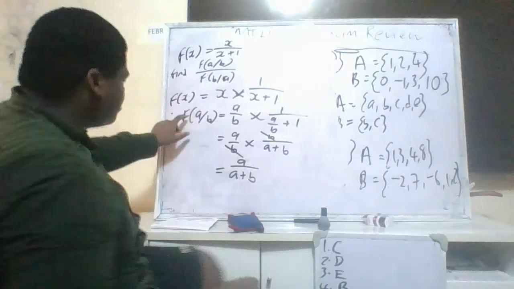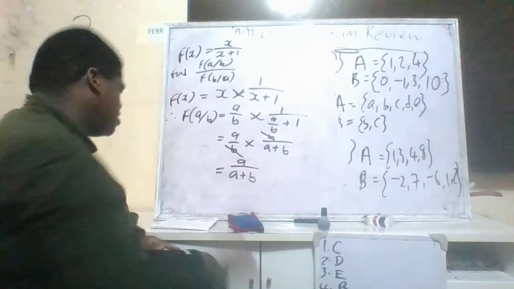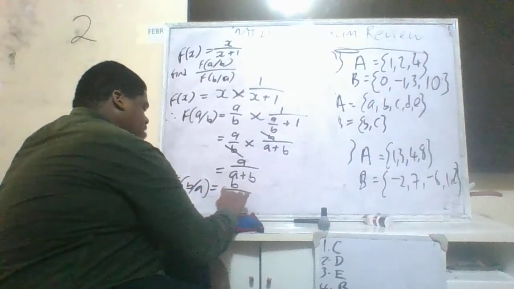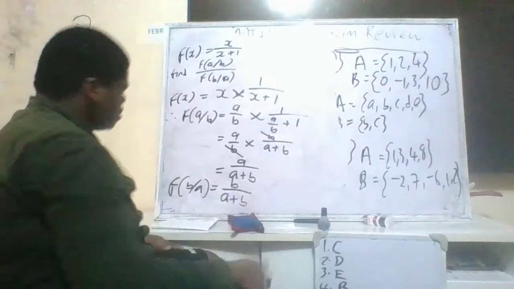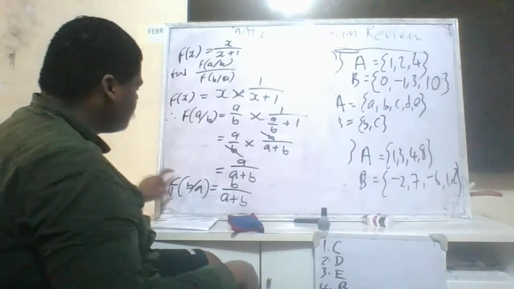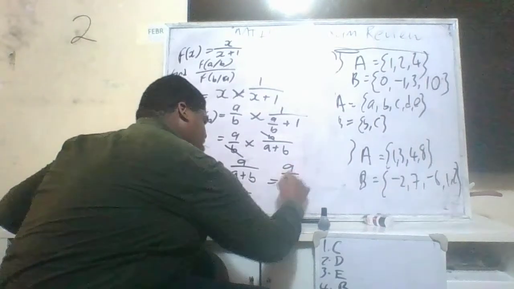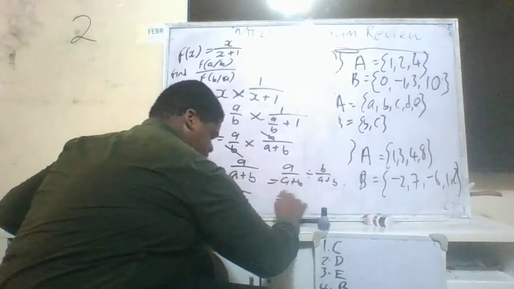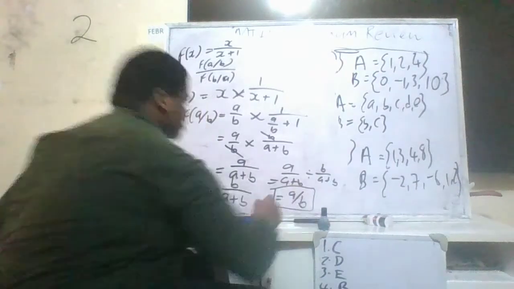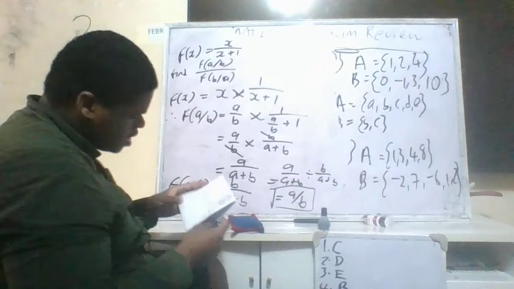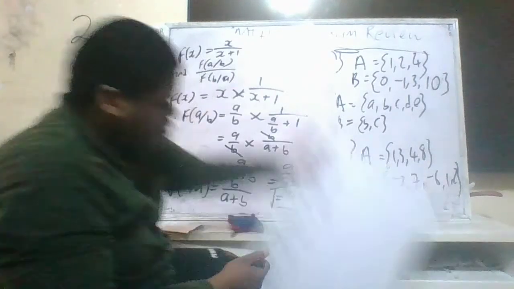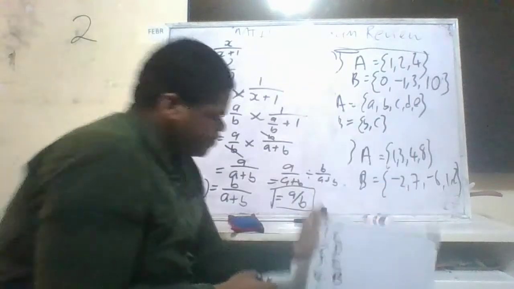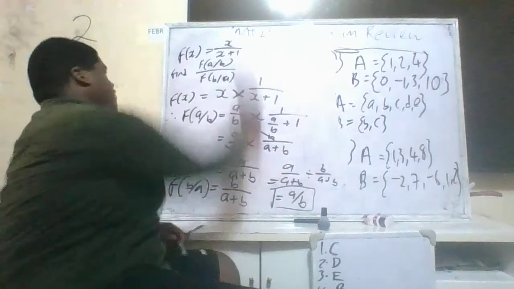Since f of a divided by b is equal to a divided by a plus b, that means f of b over a is going to equal b divided by a plus b. So f of a over b divided by f of b over a will equal a divided by a plus b, divided by b divided by a plus b, which simplifies to a over b. And this is our final answer, a over b. And that corresponds to option B. Question 10, option B. Let's quickly go to question 11 now.